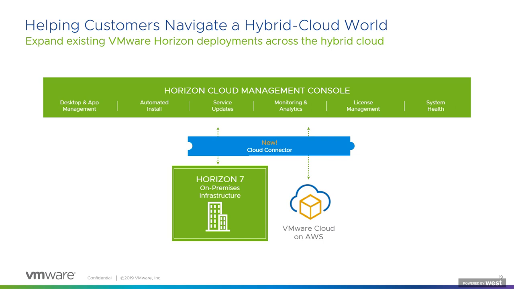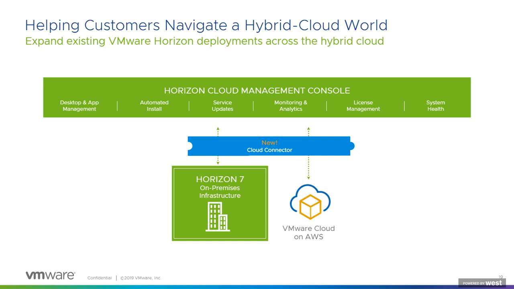The new technology that enables this is called Cloud Connector. The Cloud Connector is an OVA that is part of Horizon 7. And then when you download it and you deploy it, it effectively connects any Horizon 7 deployment, whether it's on-prem or on VMware Cloud on AWS, with the Horizon Cloud Management Console, right? So with that, now the Horizon Cloud Management Console has that single pane of glass. It has global visibility across all of your Horizon 7 deployments, whether you're deploying on-prem or you're deploying on VMware Cloud and AWS.